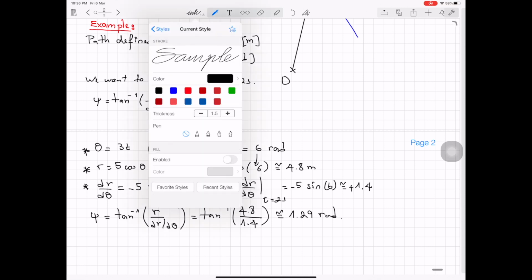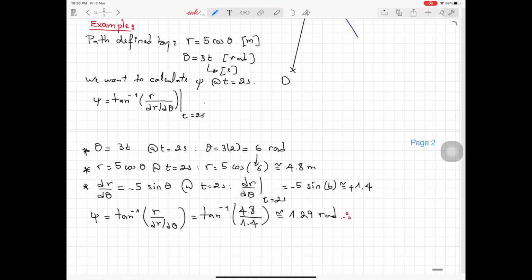Okay. So in the next lecture, we will solve problems related to kinetics where we use the cylindrical coordinate system. Okay, so see you later.